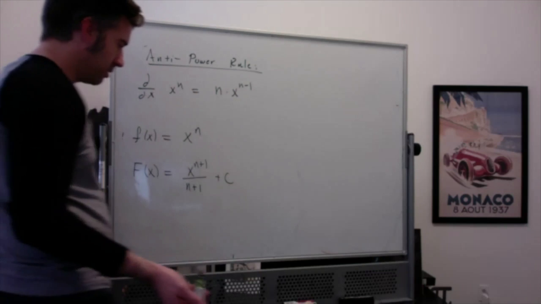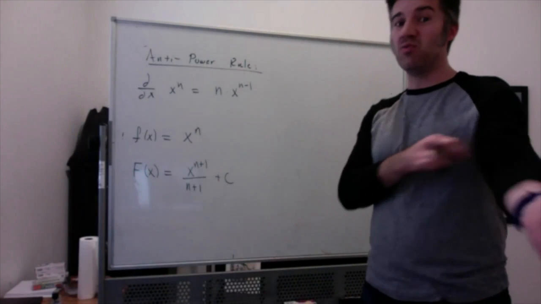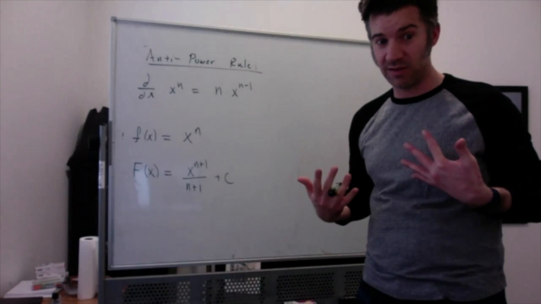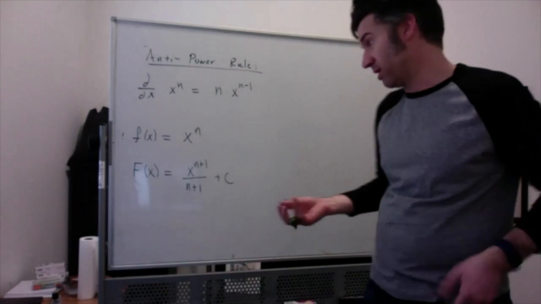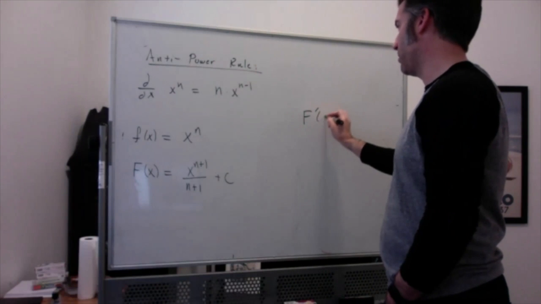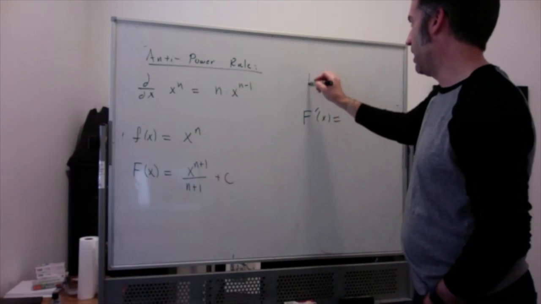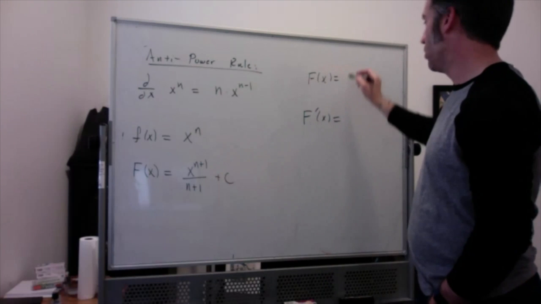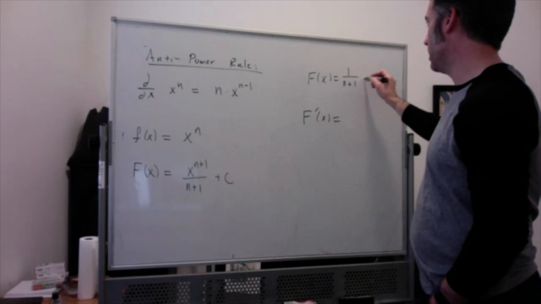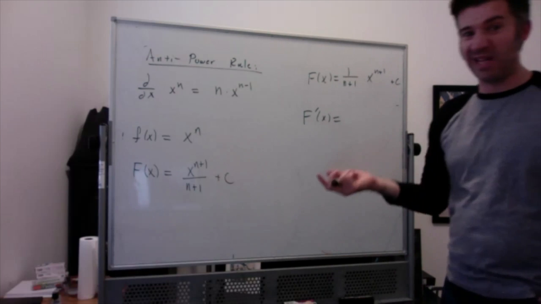And what's great about antiderivatives is that as long as you know how to take derivatives, you know how to check to see if you're right. Let's check. So if I want to find capital F prime, I'm going to rewrite this as 1 over n plus 1 times x to the n plus 1 plus c, remembering that n is just a number.